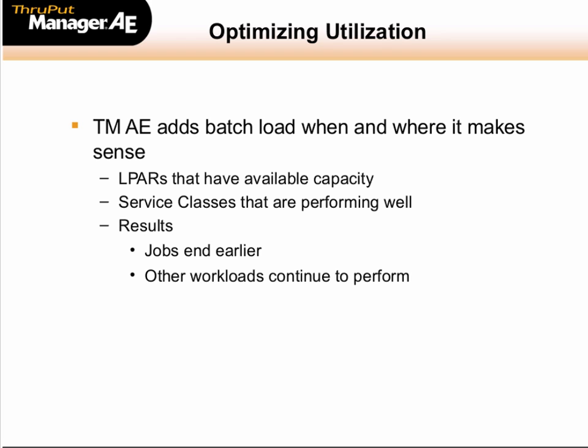To avoid overloading, TMAE only adds batch load when and where it makes sense. LPARs must have available capacity. That means either the LPARs are not using up their CPU entitlement by weight, or there are still unused CPU cycles on the CAC of which the LPAR is able to take advantage. The service class in which a job will run must be performing well to avoid unproductive overloading, because everything works better when you avoid overloading.